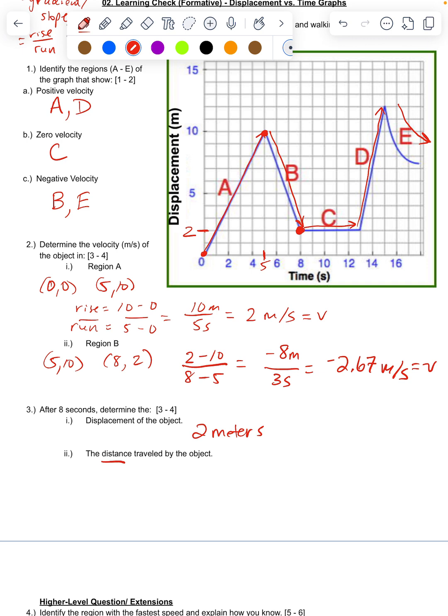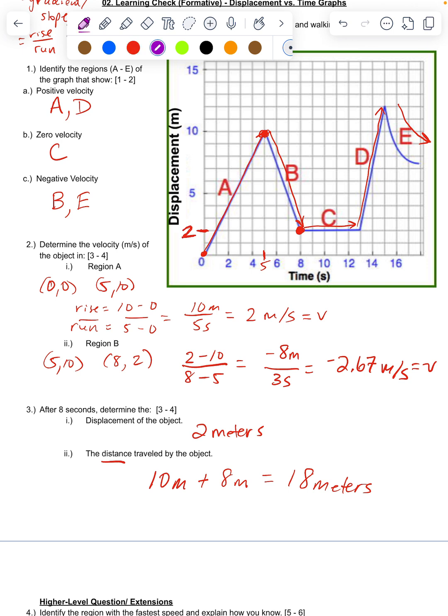So they went 10 meters in the first 5 seconds, and then they traveled 8 meters backwards to get back to 2. So they traveled 10 meters, and then they traveled another 8 meters, and so in total they've traveled 18 meters. So distance is the total distance that they've traveled. Direction doesn't matter. Distance is a scalar quantity. Displacement is a vector quantity. So all that matters is how far away are you from the origin. So at the end of 8 seconds, we're at 2 meters displacement, and that means we are 2 meters displaced from where we started.